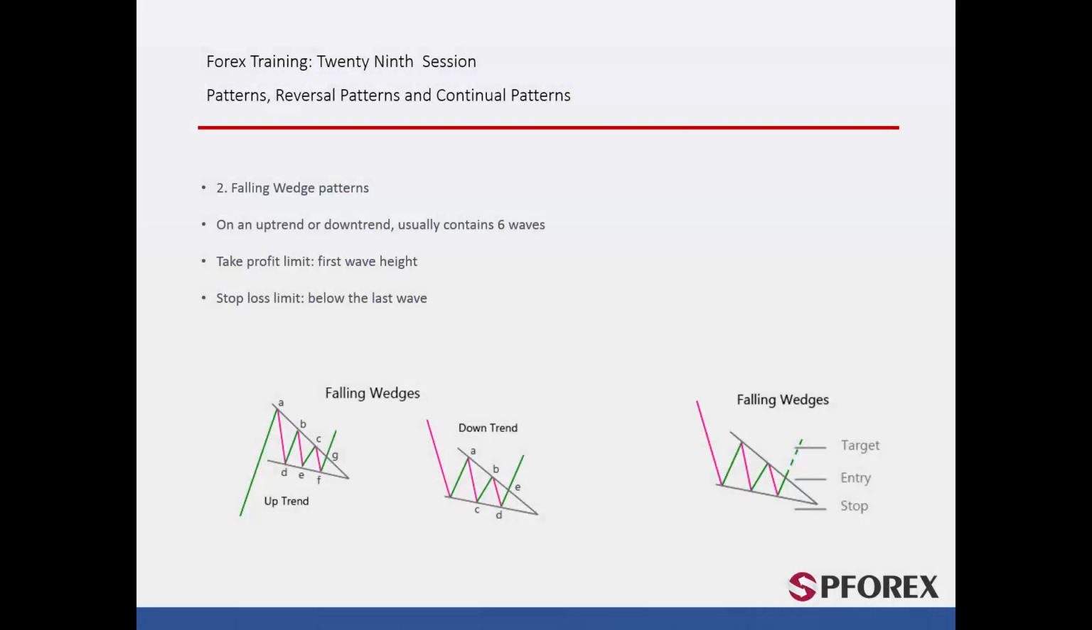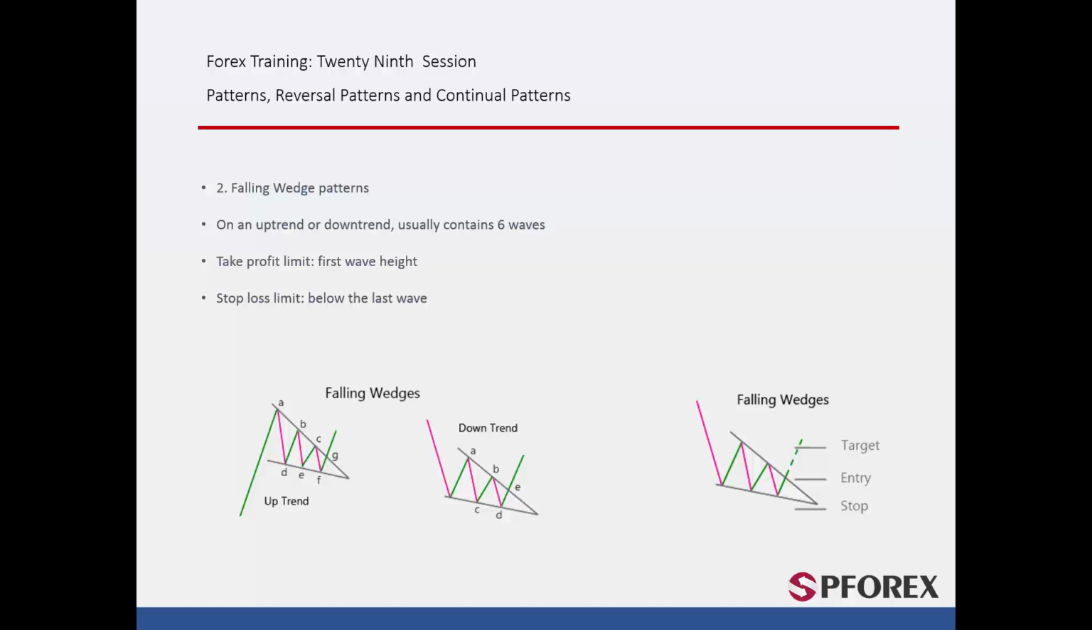Falling wedge. On the basis of the trend direction, a falling wedge can be an agreeing or a reverse pattern. If it is formed on a downtrend, then it would be a reversal pattern, while on an uptrend it would be a continual pattern. The distance between the peak and the valley of the first wave could be our TP amount above the breakout point.